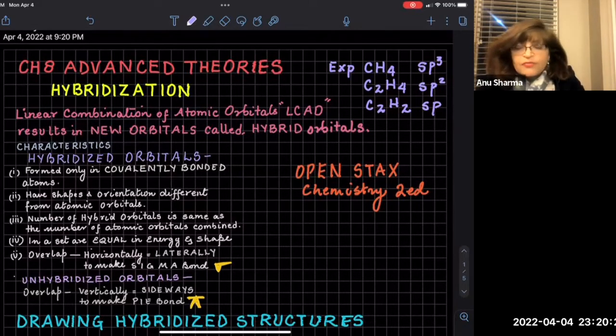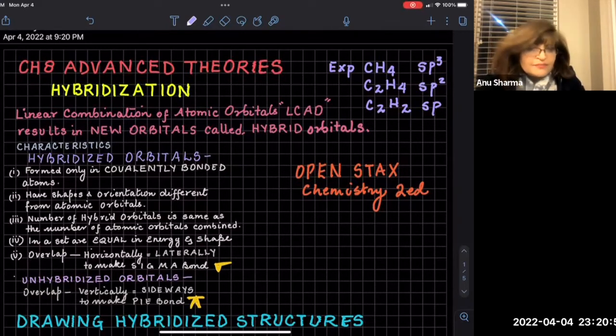Next, the number of hybrid orbitals is the same as the number of atomic orbitals combined. So for example, sp3 means s and 3 p's are combining. sp2 means s and 2 p's are combining. And sp means that 1 s and 1 p are combining. So the number of atomic orbitals and the number of hybrid orbitals match.